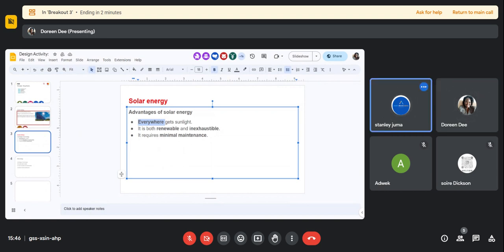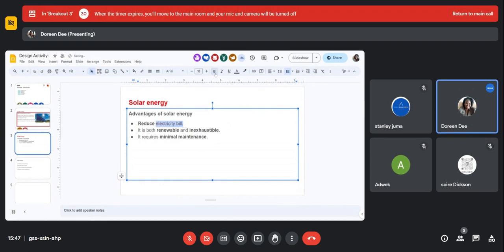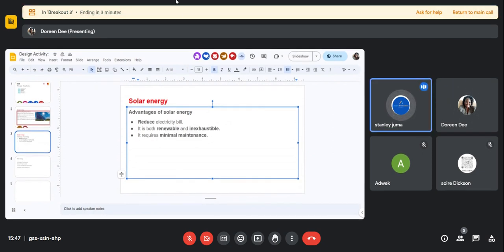We can get a different one. Can you hear me now? Renewable and inexhaustible. Reduces pollution. Reduces electricity bill. You can add more. Finding one that is wrong is a bit hard. Could you just take an image that is not labeled and then just add a paragraph? So it reduces. It has low maintenance, it's both renewable and reduces.